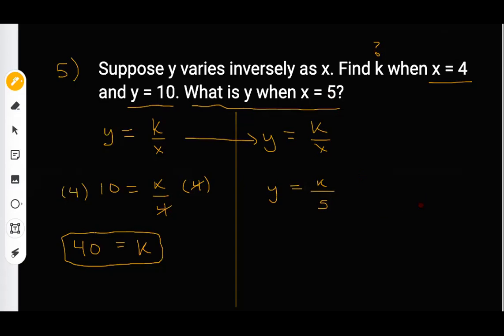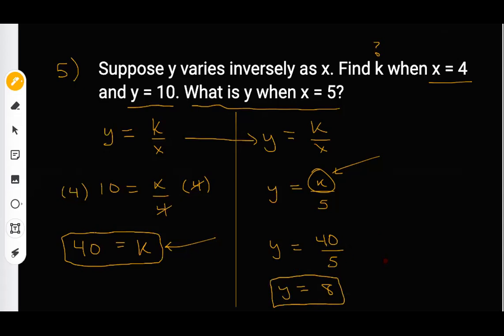And then that last piece of information that I need to find out what y is, k. Now, I know from here that k was 40. So I'm going to plug that in for k up here. So I'm going to get y equals 40 divided by 5. I plug in the 40, and 40 divided by 5 is 8. So that's the answer for the second question. Y equals 8.